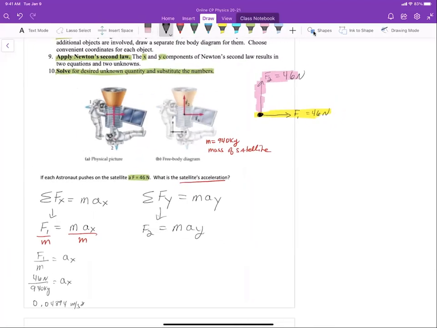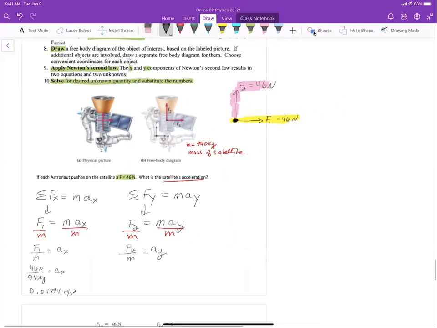So I need to solve for acceleration in the y direction. I'm going to divide each side by mass, and I will get F2 divided by m equals acceleration in the y. That will give me the exact same number because they have the same force. So the acceleration in the y direction is exactly the same as in the x, in meters per second squared.